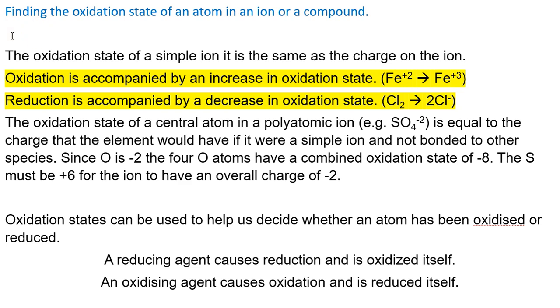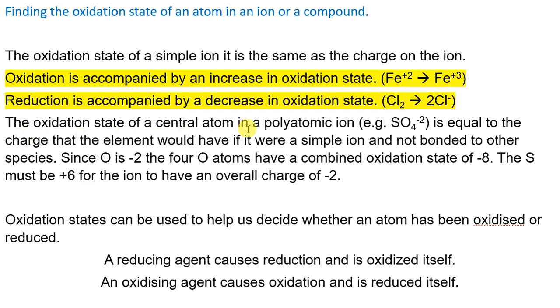Now, finding the oxidation state of an atom in an ion or compound. The oxidation state of a simple ion is the same as the charge on the ion. So, oxidation, as we said already, is accompanied by an increase in oxidation state. Fe2+ going to Fe3+, oxidation. Reduction, accompanied by a decrease. Chlorine starting off as the element, given an oxidation state of 0, no charge, going to -1 is reduction.